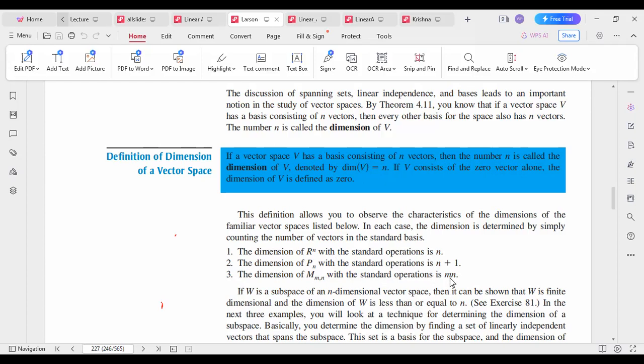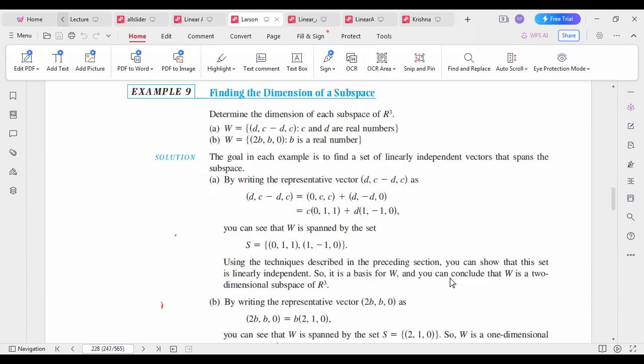So we'll discuss now an example: finding the dimension of a subspace. Determine the dimension of each subspace of R3. That means W equals (d, c minus d, c), where c and d are real numbers, and W equals (2b, b, 0), where b is a real number.